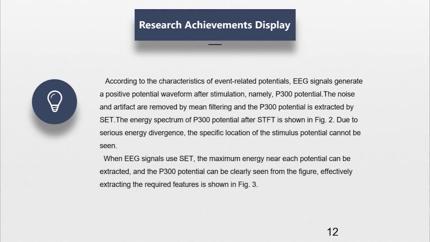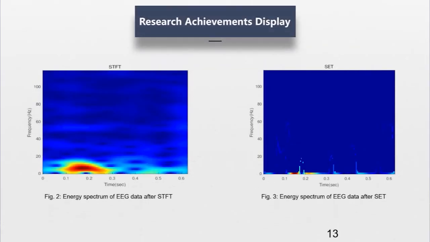Due to serious energy divergence, the specific location of the stimulated potential cannot be seen. When each signal uses SCT, the max energy near each potential can be extracted, and the P300 potential can be clearly seen from the signal, effectively extracting the required features, as shown in figure 3. And these are the two pictures.